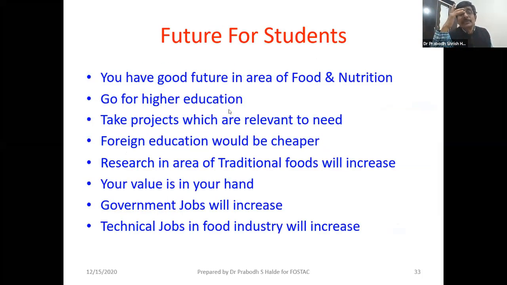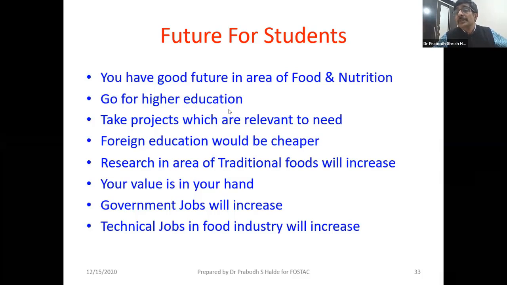Students, this slide is for the students. You have a good future. During this pandemic, what we learned, what we understood, is that food is a business. Everybody was buying food, everybody was buying medicine. So you have a good future in food and nutrition. Go for higher education. As I told you, R&D requires higher education. Take projects which are relevant to the need. Foreign education is going to be cheaper, so you can eye it. Research in the area of traditional food has good scope. Your value is in your hand.